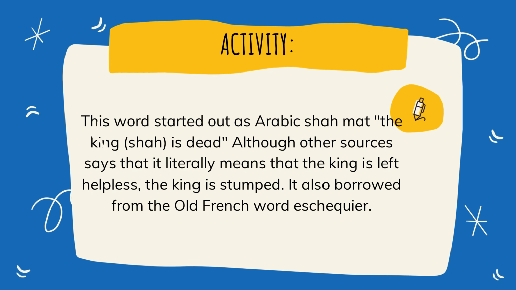Next word. This word started out as Arabic shamat, which means the king is dead, although other sources say that it literally means that the king is left helpless or the king is stunned. It also borrowed from the old French word exécuter. What do you think is this word? The king is dead. That's correct. This is the word checkmate.